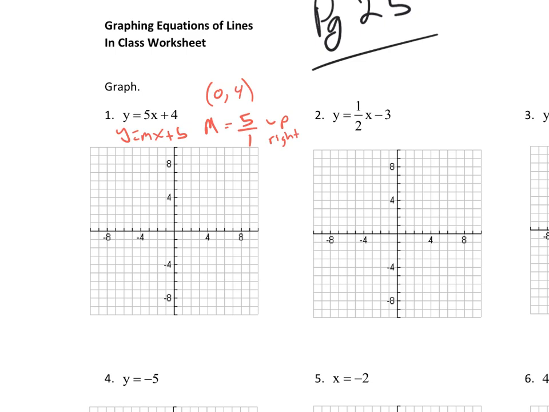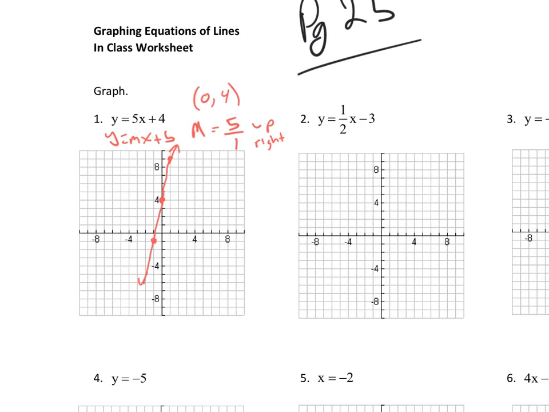Okay, so I'm going to graph my y-intercept at (0, 4), and then I'm going to go up 5: 1, 2, 3, 4, 5, over 1 to the right. Go down 1, 2, 3, 4, 5, 1 to the left, and then we can connect this and create our graph. Okay. There you go. That's graphing a slope-intercept.